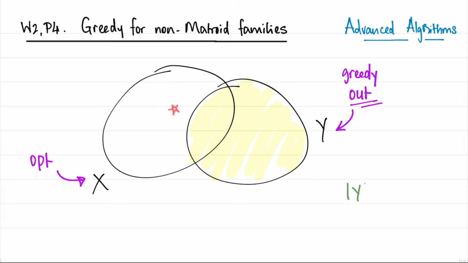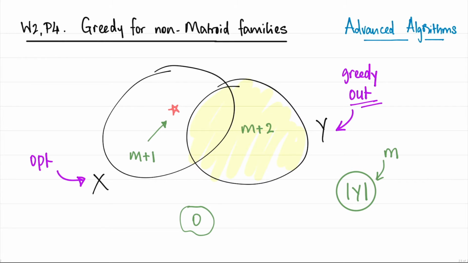Let me use M to denote the size of Y. And let's give all the elements in Y a weight of M plus 2. And let's give all the elements in X minus Y a weight of M plus 1. Everything else outside of X and Y can have a weight of 0. I don't really care about these elements. Let's see why this is a clever idea and why this will work.